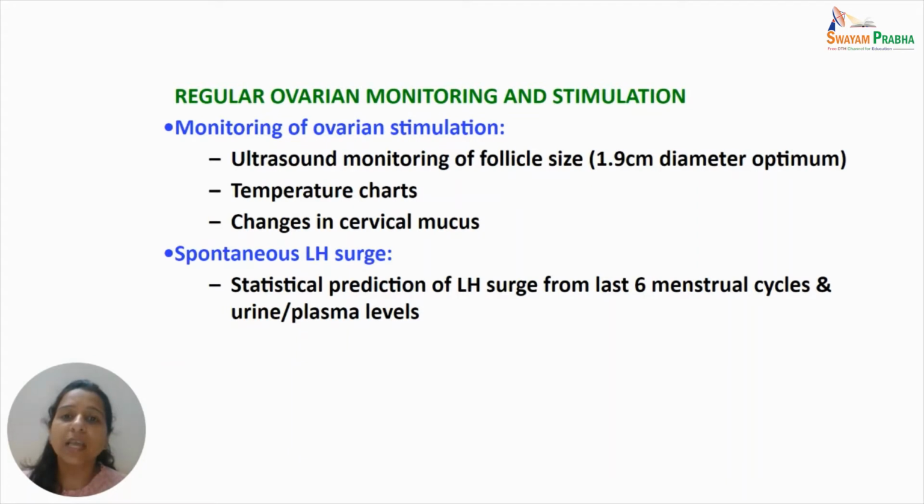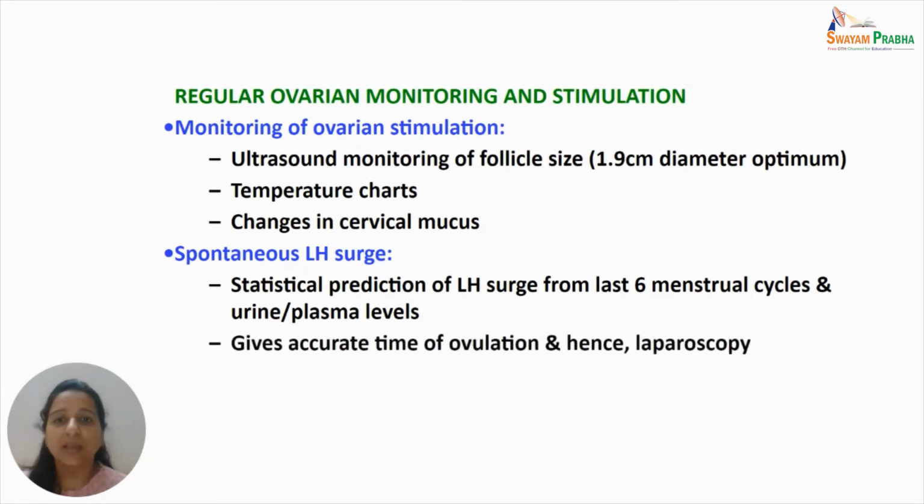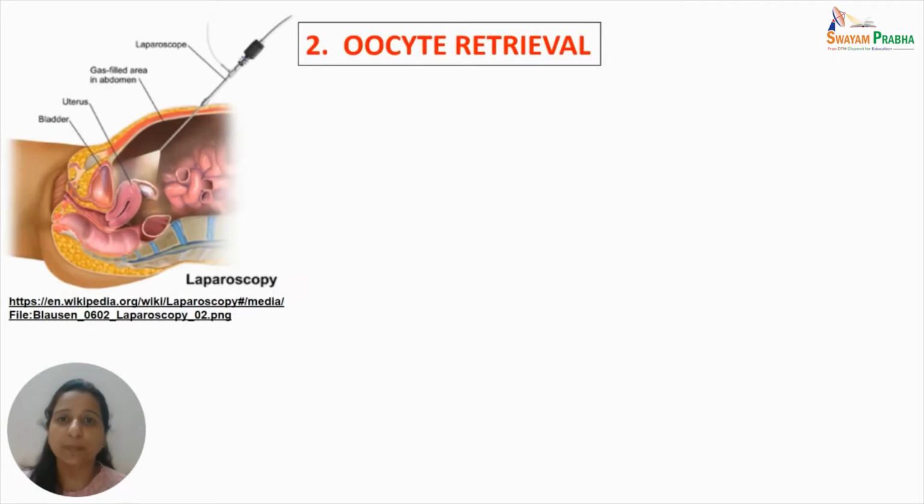Also, the spontaneous LH surge timing is predicted statistically from the last 6 menstrual cycles of the female, and also from the different levels of LH hormone in urine and plasma. This gives the accurate time of ovulation, that is the ovum retrieval during laparoscopy.